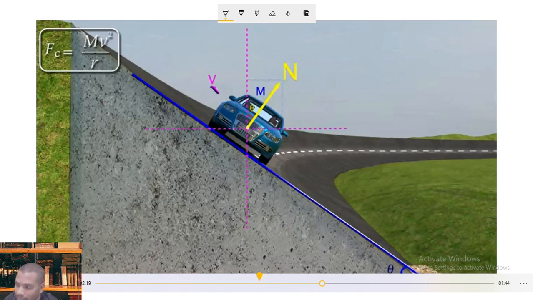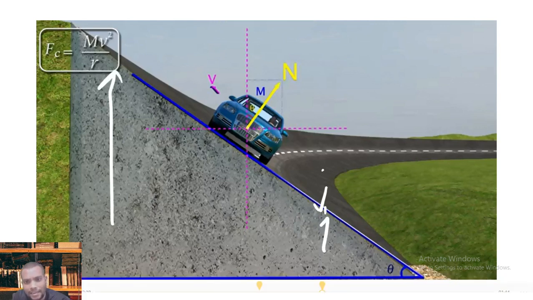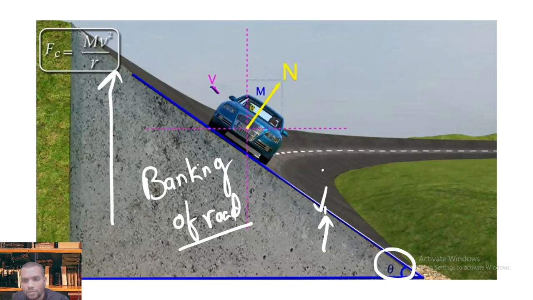So see the definition carefully. The system of raising the outer edge of a curved road above its inner edge is known as banking of the road. So this is the inner edge and this is the outer edge. The outer edge is raised higher than the inner edge. This system is known as banking of road. Now the angle at which it is raised is known as the angle of banking.